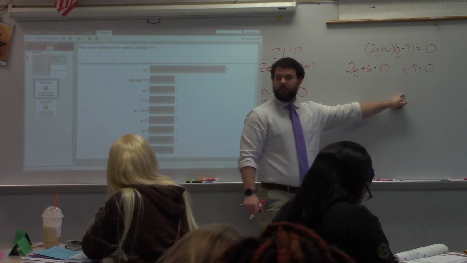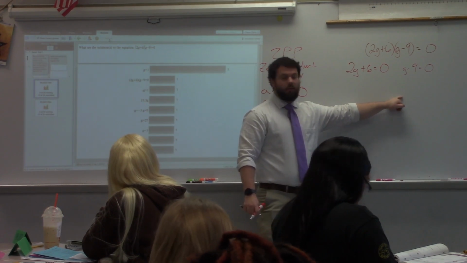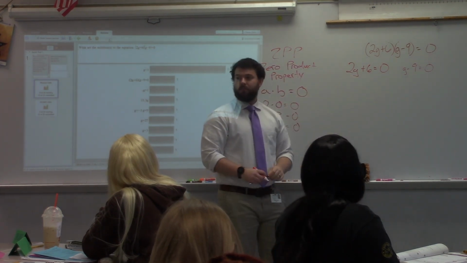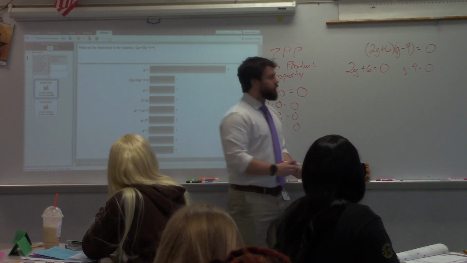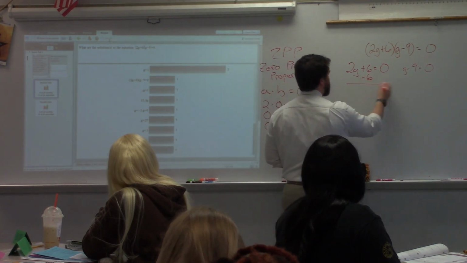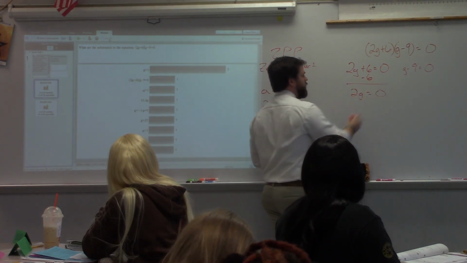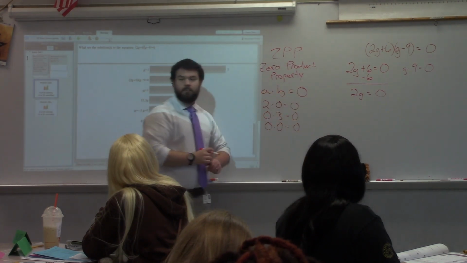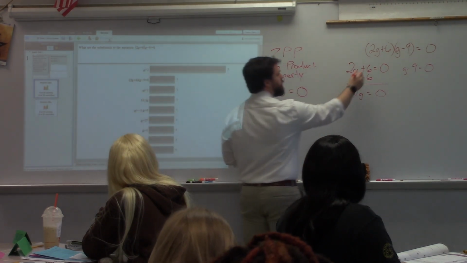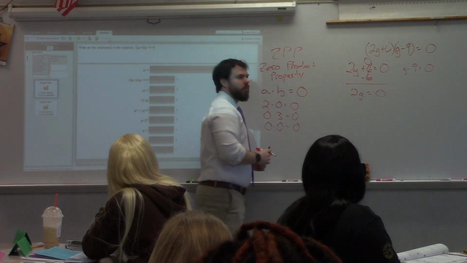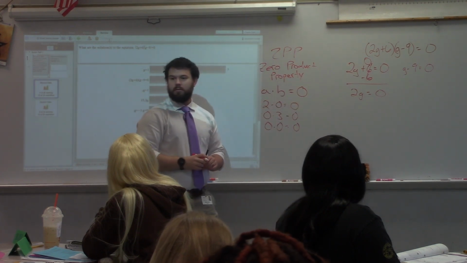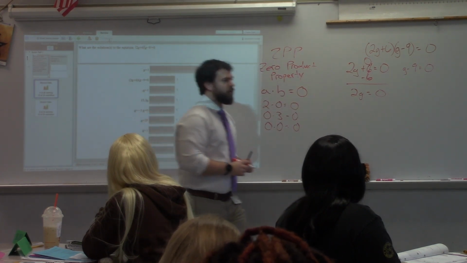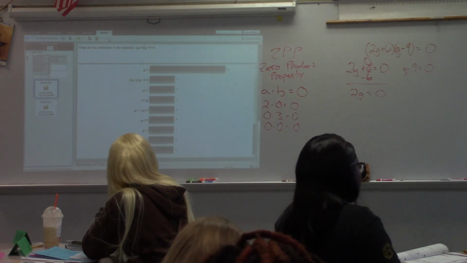Now from here, it's solving it like normal. Preston, what would I do to solve from here? Subtract 6. So 2g is equal to 0. Is that right? No. Wait, no. Subtract 3 or 6 on both sides, right? Do I need it subtracted from both sides? Yes. Why is that?